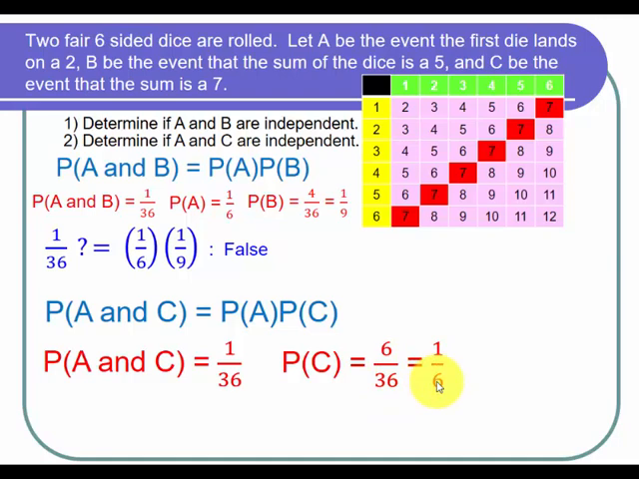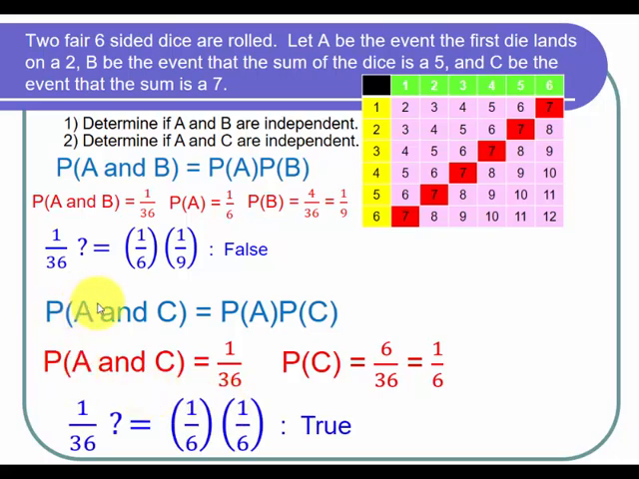So now let's find out if the equality holds. The probability of A and C is 1 over 36. And does that equal the probability of A, that was 1 over 6, times the probability of C, that was also 1 over 6? And 1 over 6 times 1 over 6 is equal to 1 over 36. So it is true that 1 over 36 is equal to 1 over 36. So that means that A and C are independent.